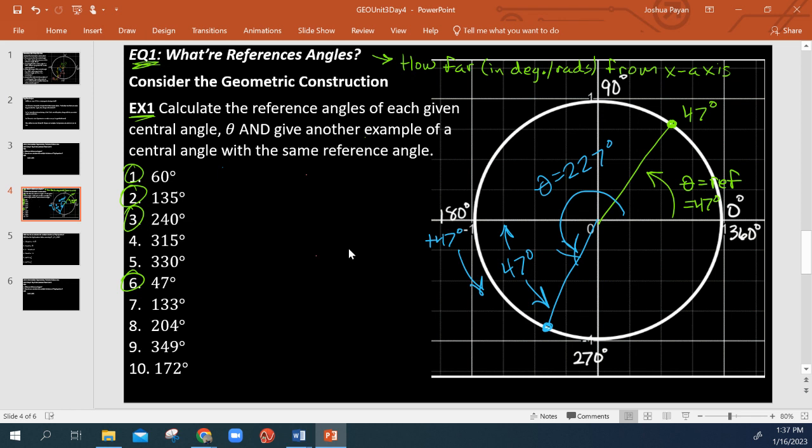What else would have that? Well, if I went back into quadrant 2, which would actually end up being this angle, I believe. So if I do 180 minus 47 now, to put me back this way, that's going to put me right here. That would give me a central angle of 180 minus 47, which would be 133 degrees. Okay, so you see how this works. It's a pretty simple idea. That's how reference angle works.